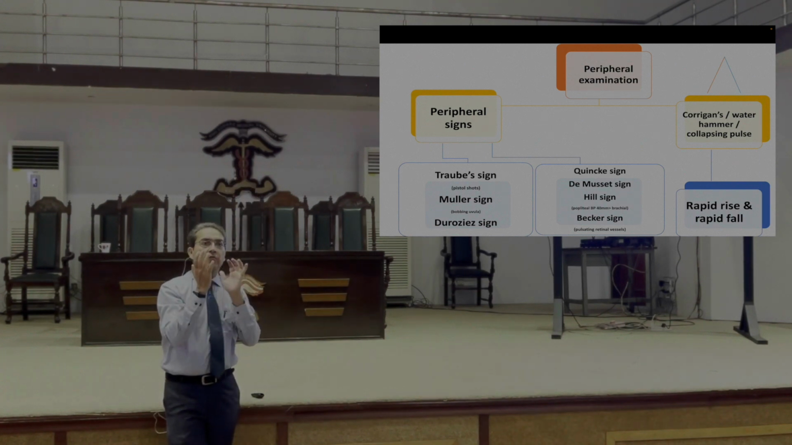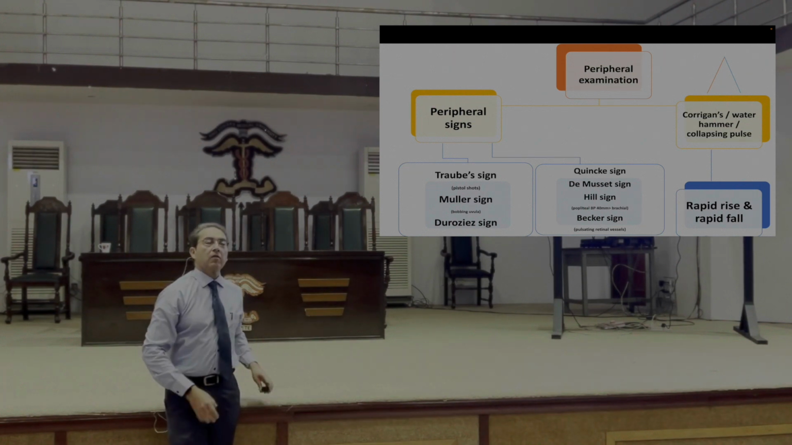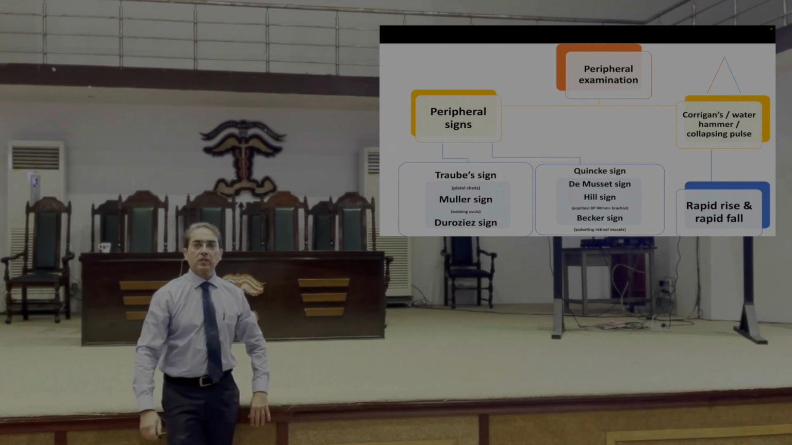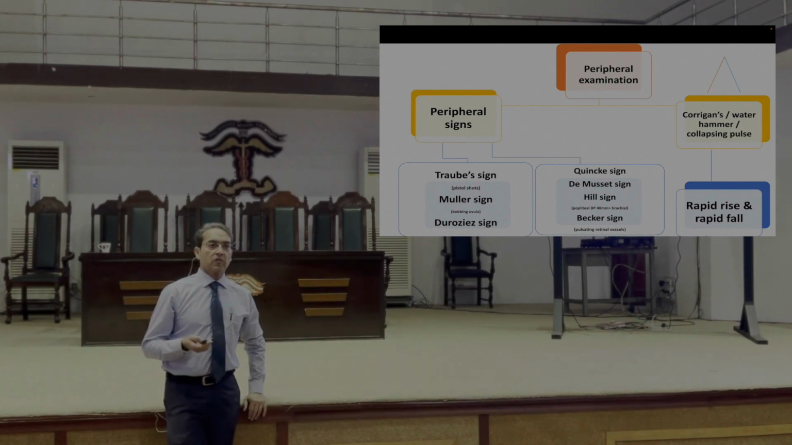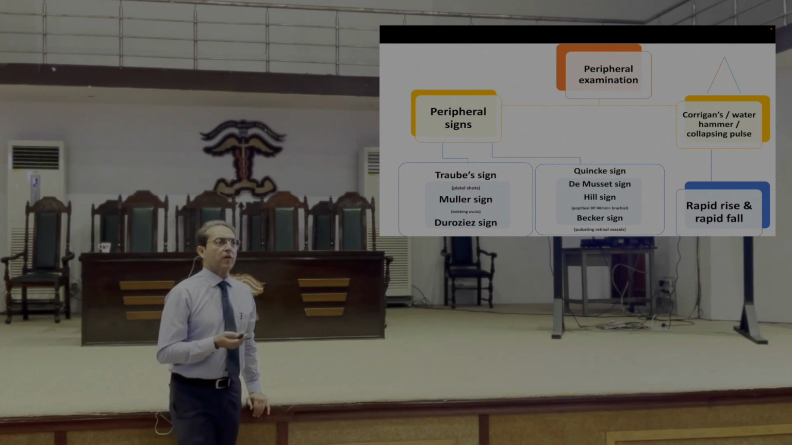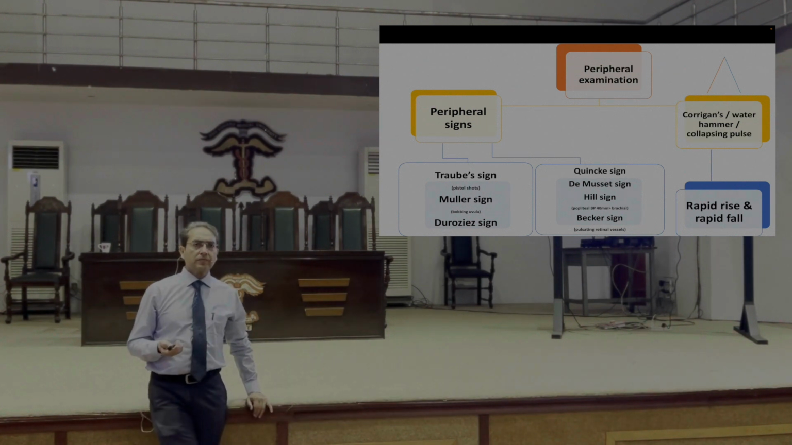The force of pulse striking your palm will increase. So this is how you do a collapsing pulse. You must know it, because you have to examine this when you're doing a general physical examination, cardiovascular examination, or any other examination of the patient. You have to record the character of the pulse.